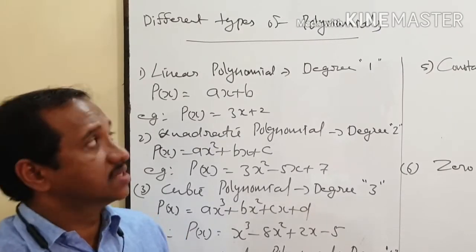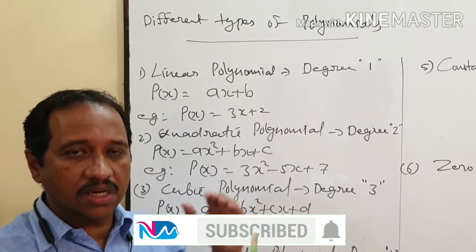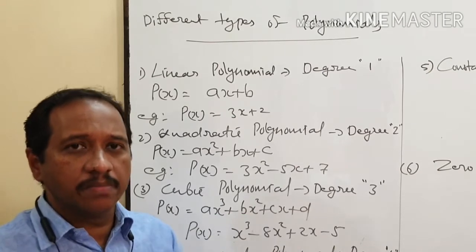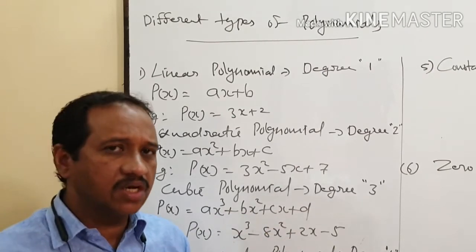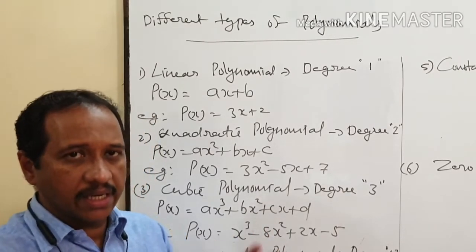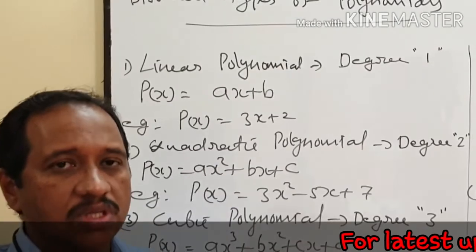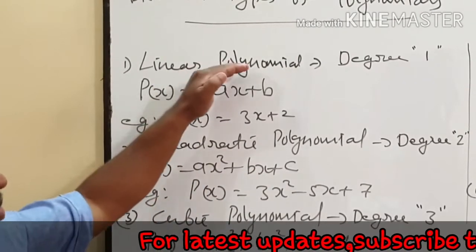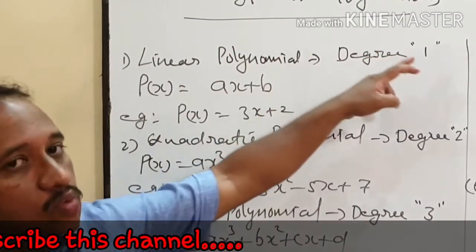The next point is the different types of polynomials. Polynomials are classified into different types based on the degree of the polynomial. What do you understand by the degree of a polynomial? The highest power of the variable in a polynomial is called the degree of the polynomial. So the first one is the linear polynomial. A linear polynomial is a polynomial whose degree is 1.